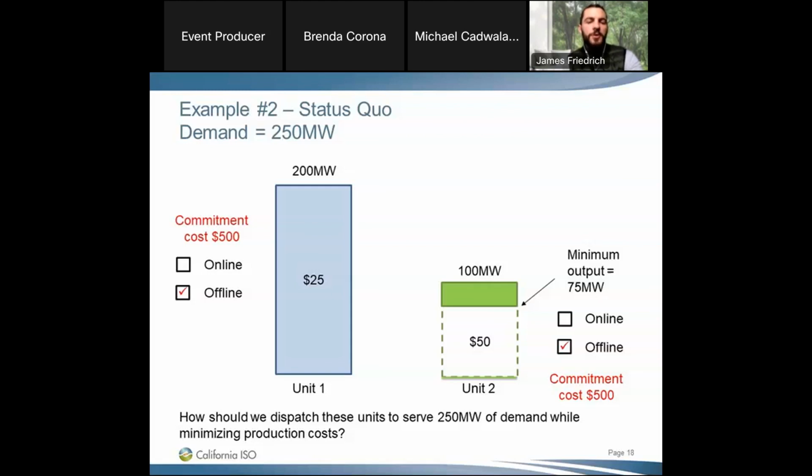First, within the status quo, this is just today's market. We run through the same process of looking at the offers for these units and identifying how we should dispatch them to serve 250 megawatts of demand while minimizing the production costs. Next slide, please.